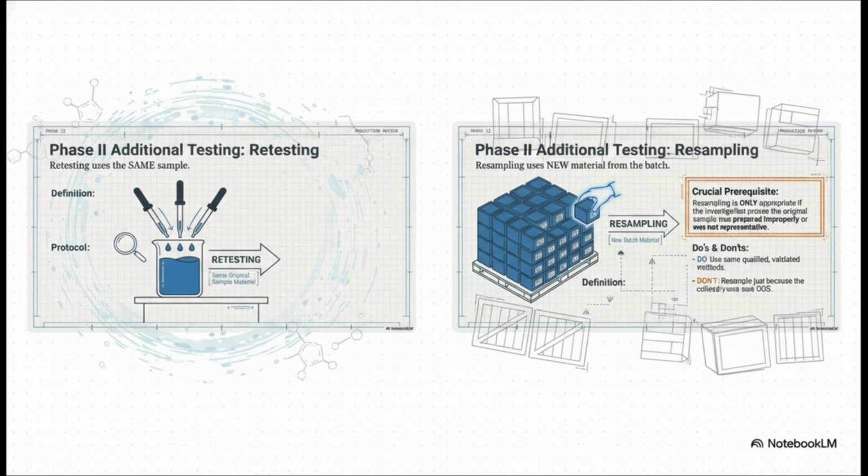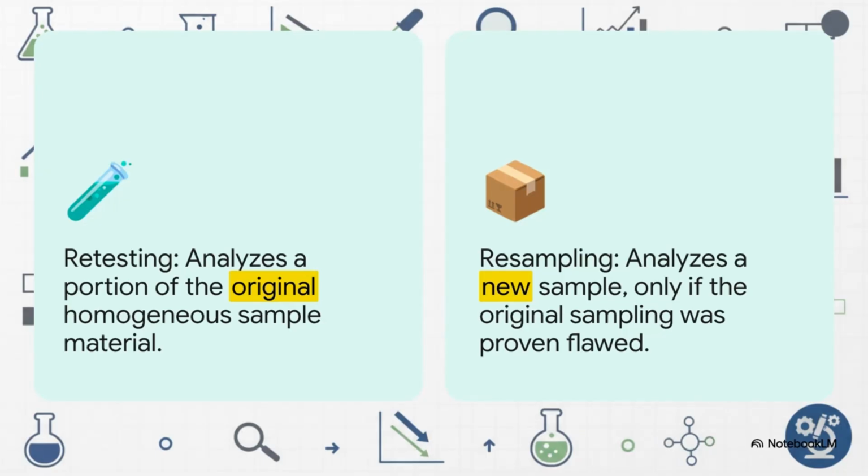At this point, you might consider doing some additional lab work, but it's critical to understand that this testing falls into two very distinct, very different categories: retesting and resampling. And the difference between them is absolutely crucial. Retesting is when you analyze another portion of the original sample material you already have. Resampling, on the other hand, is a much bigger deal. That's when you go back to the batch and take a completely new sample. And you can only justify doing that if your investigation has proven that the original sampling process itself was flawed and unrepresentative.